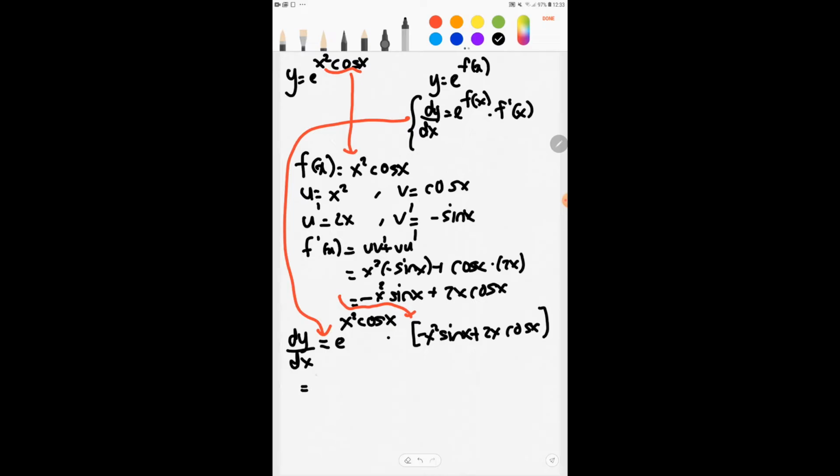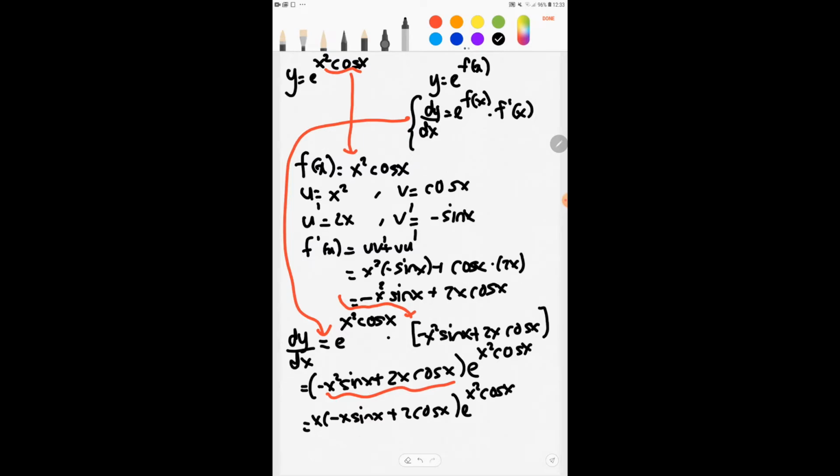We rearrange that: we have negative x squared sine x plus 2x cos x, multiplied by e to the power of x squared cos x. If you look at this, we can take out the common factor x because both terms have x. If we take out the x, at last we get x times negative x sine x plus 2 cos x, multiplied by e to the power of x squared cos x. So that will be dy/dx for this case.